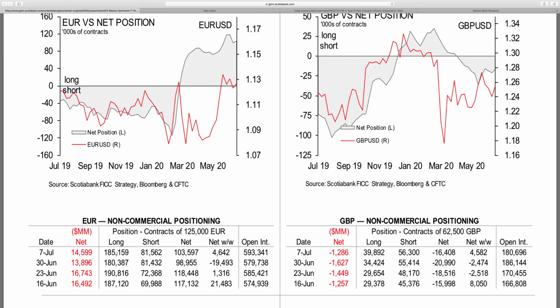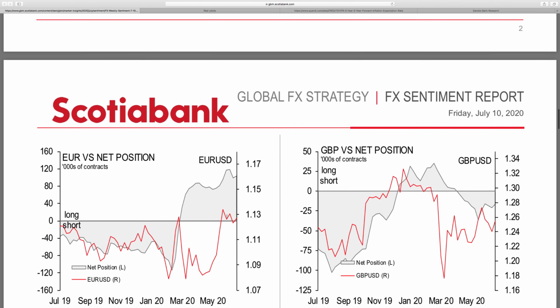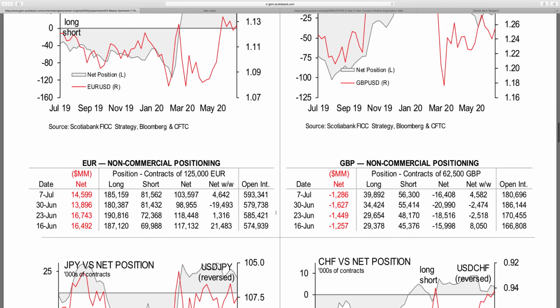One of the reasons was that at the end of June there was a little bit of selling going on as part of position squaring, and the incentives to hold long euro seem to be back on. All the other positions didn't have anything significant.